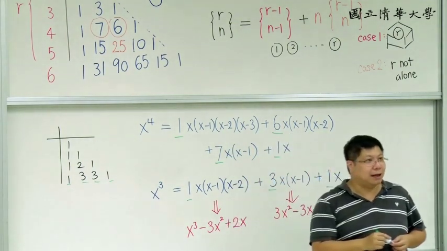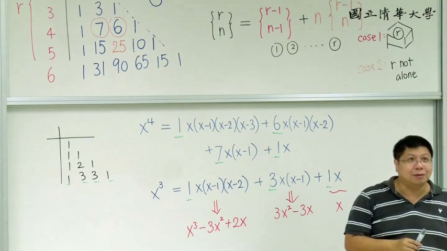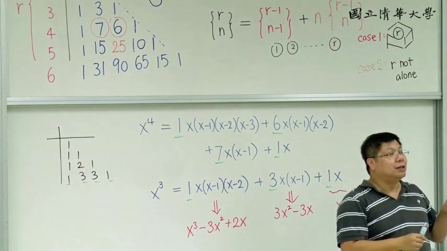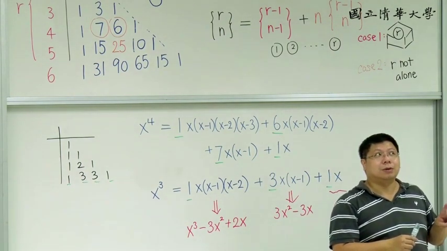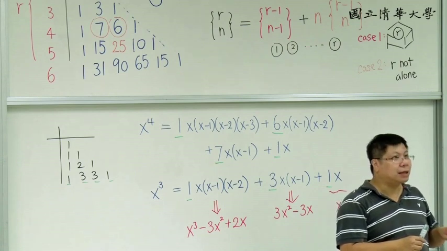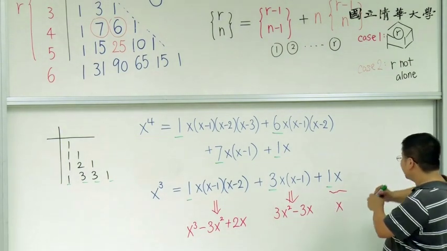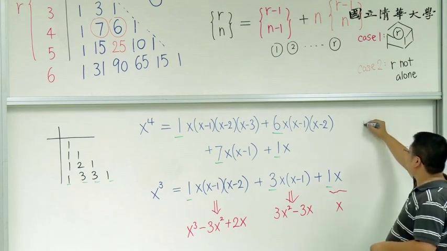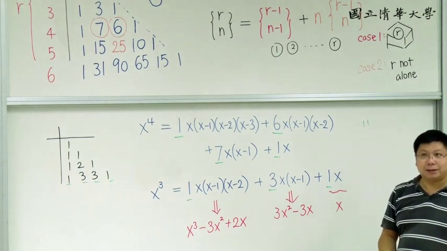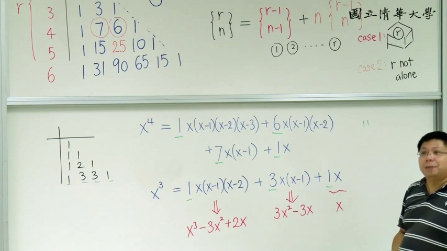Did I miss anything? So let's do it again. 1 and 2, we get 2. 2 and 3, we get 6. So altogether 8 so far. And then 1 and 3, you get 11. So let's write down 11 x squared. And it is plus 11.